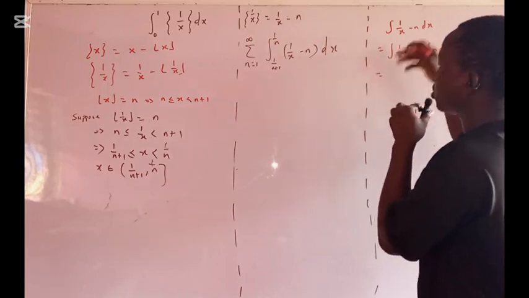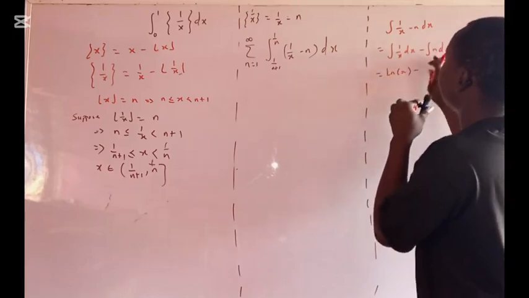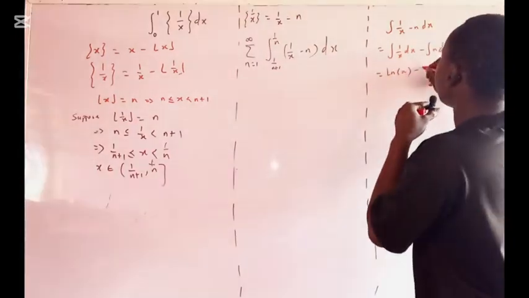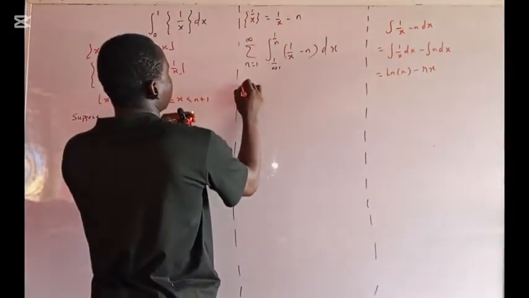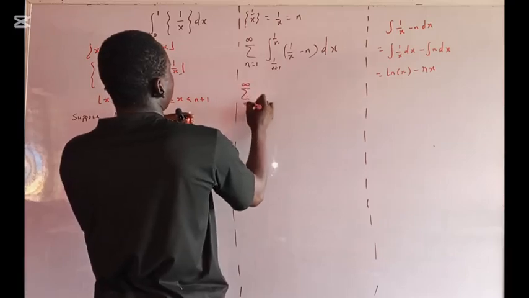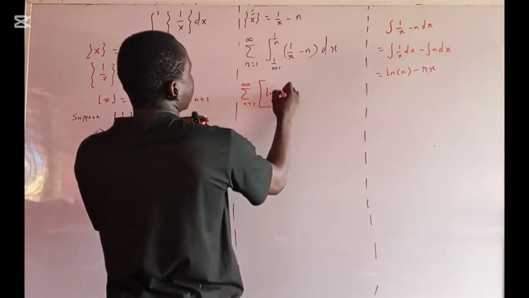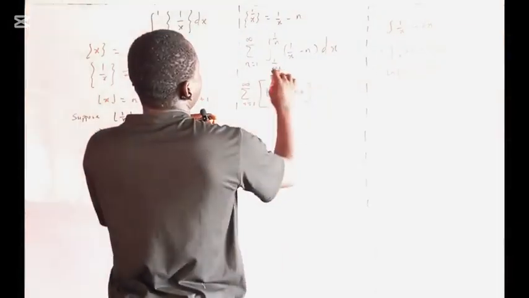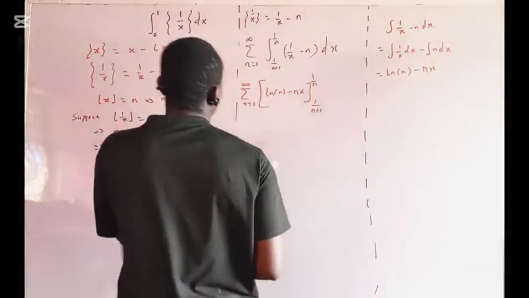So this will be equal to, if you integrate 1 over x dx, that's going to give you natural log of x. Then if you integrate n dx, that's going to give you nx. So we're going to write this as summation of n from 1 to infinity. So then you apply the limits. So we have natural log of x minus nx. Then if you apply the limits, we have 1 over n plus 1 to 1 over n.